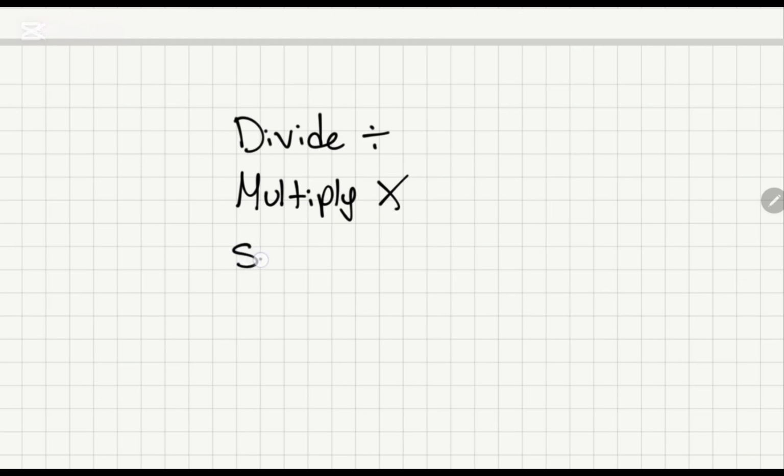The other steps that I want to go over is our 4 basic steps of division. So our first step of division is to divide. And then we have to multiply. After we have multiplied, we have to subtract. And then we have to drop it down. I'm going to show you what this all means in a minute.